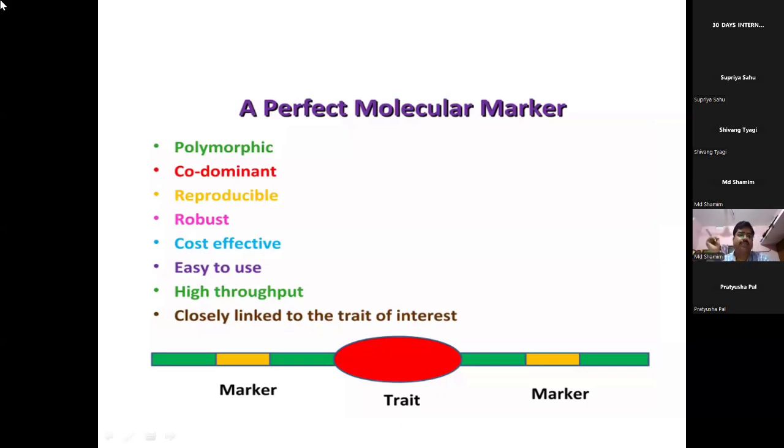Then that must be reproducible, and molecular markers then robust, cost effective, easy to use, high throughput, and closely linked to the trait of interest. These are the characteristics of the perfect molecular marker. So with the help of these molecular markers, we can go for molecular breeding techniques.